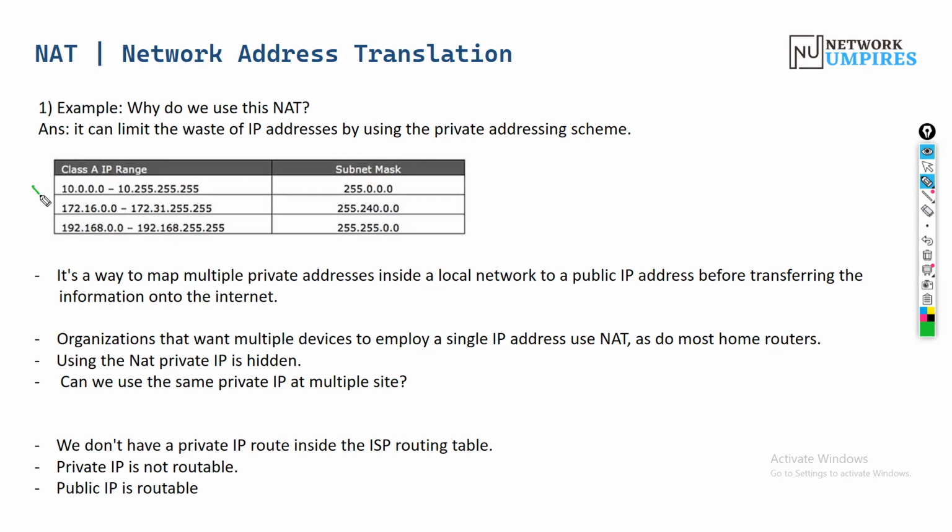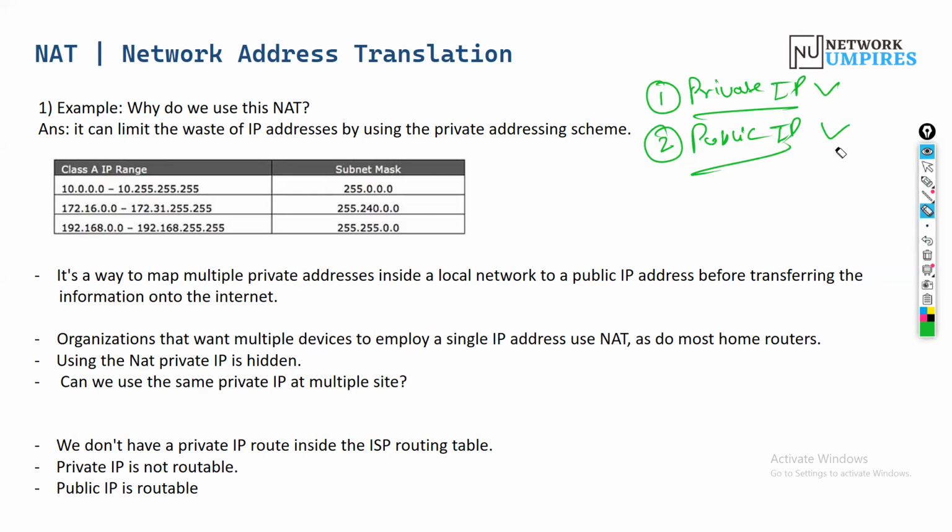This is the range of class A private IP addresses. This is the range of class B private IP addresses. This is the range of class C private IP addresses. I hope this is clear to everyone. It means in IP addresses we have a private IP range and a public IP range. This thing is clear? Okay. It means we have private IP and we have public IP.